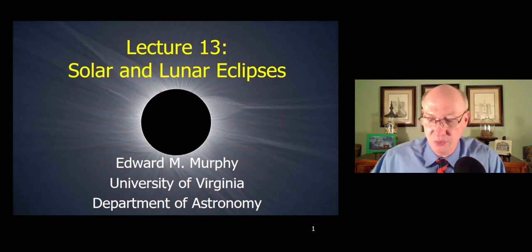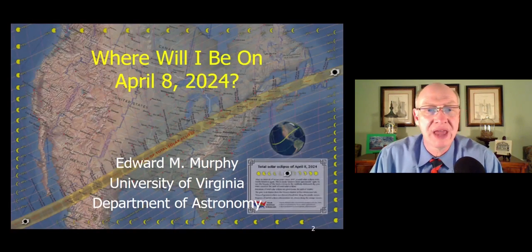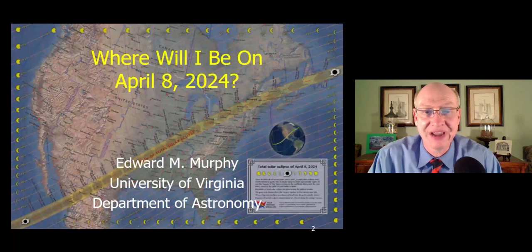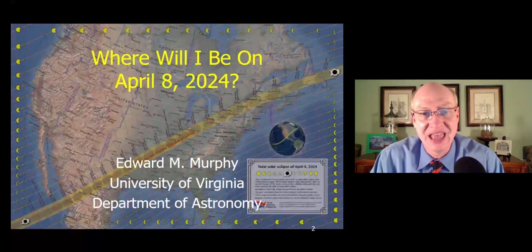Now, before I go any further in this lecture, I really want to say this lecture should have a separate title, which is, Where Will I Be on April the 8th, 2024? If you don't know what April the 8th, 2024 will be known for, you'll find out in this lecture. I'll give you a hint right now. It is the next total solar eclipse in the continental United States.